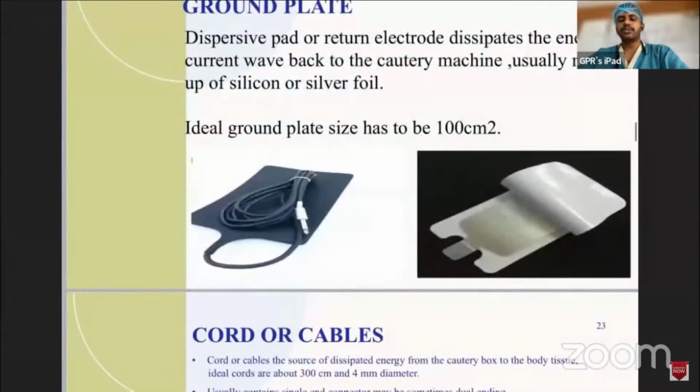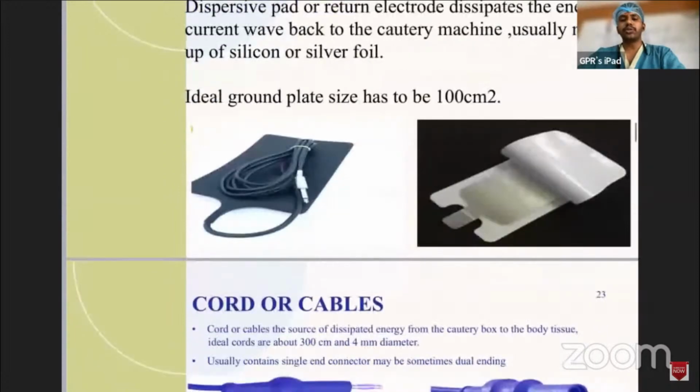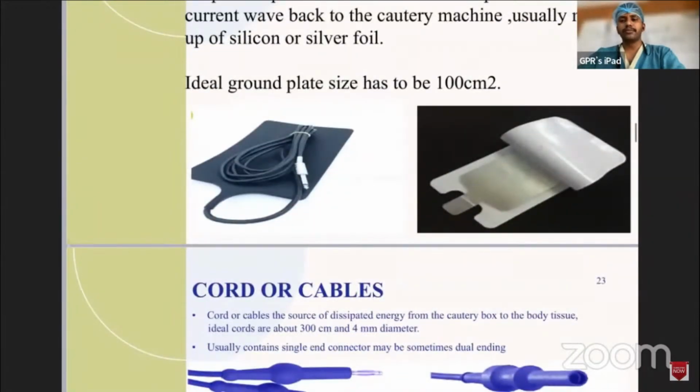So the ground plate, as I said, is also called the dispersive pad or the return electrode, and it is kept over the patient's body, hopefully on the back. It could be either a silicon pad or an electrofoil unit. We need to keep a good lubricant over this ground pad and stick it to the patient's body. The ideal ground pad must be about 100 square centimeters. But if the patient's BMI or body surface area exceeds this, it is always advisable to keep two electrode pads and connect them to a single electrode machine.